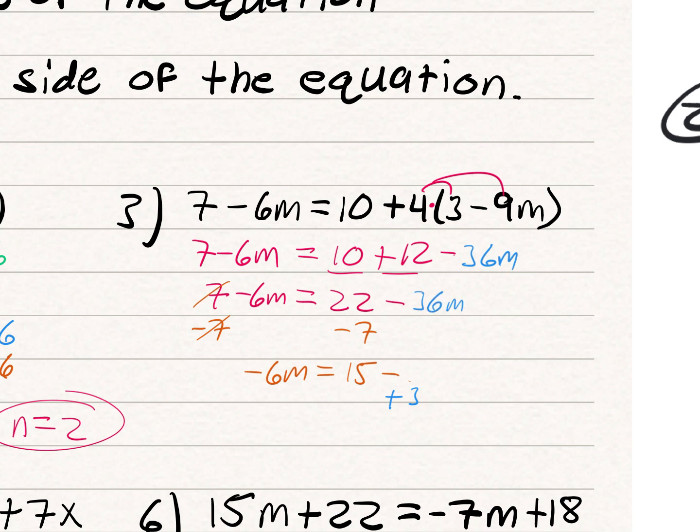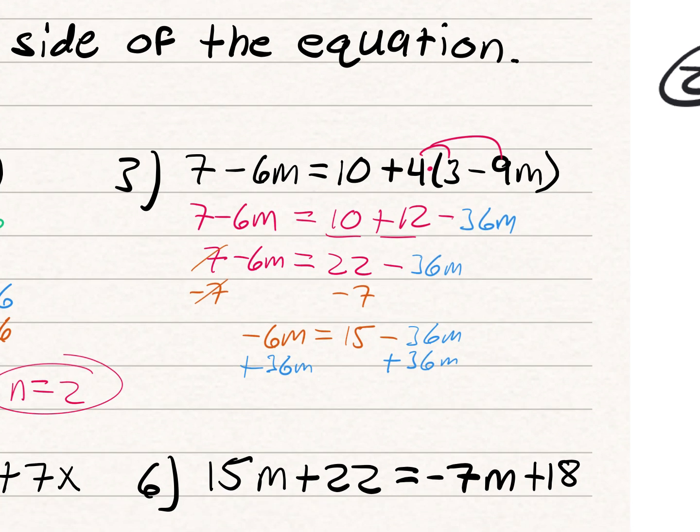36. And then 36. Okay, yeah, sorry about that. And then plus 36m. Yeah, that makes more sense. Okay. And then negative 6m plus 36m is going to be 30m equals 15. And then lastly, you want to divide both sides by 30. And then we get m equals 15 divided by 30.